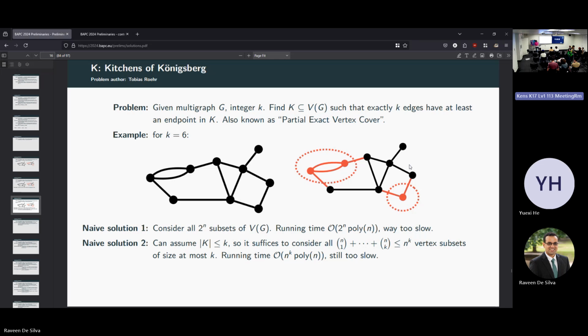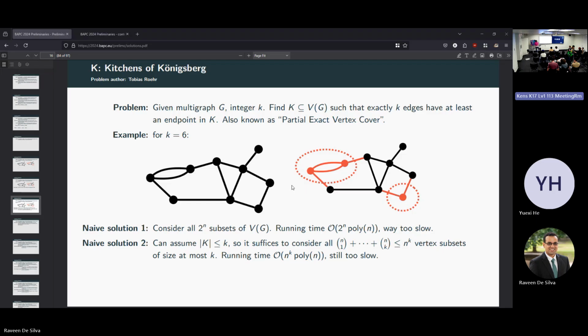Wait, so the claim is that our vertex set that we choose should also not be bigger than 6. Is this obvious? Talk me through why. If you pick more than K vertices, then either some of those vertices are isolated vertices that don't contribute any edges at all, or each one of them contributes at least one edge, and that's bad.